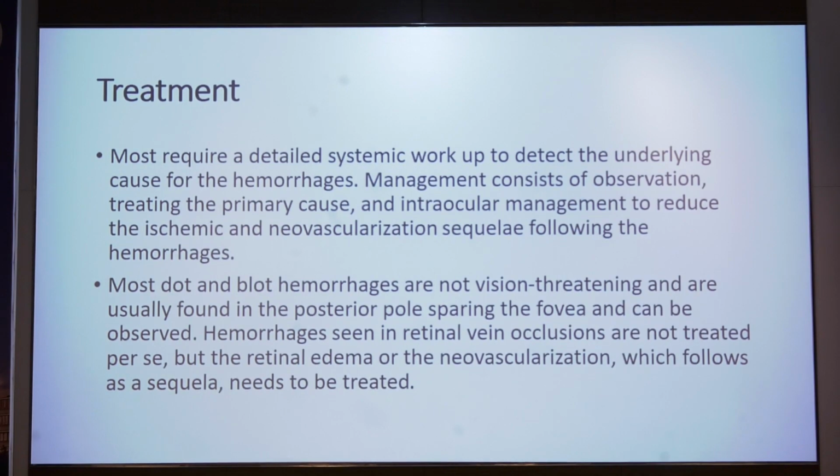Most dot and blot hemorrhages are not vision threatening and are usually found in the posterior pole sparing the fovea, and can be observed. Hemorrhages seen in retinal vein occlusions are not treated per se, but the retinal edema or the neovascularization which follows as a sequela needs to be treated.